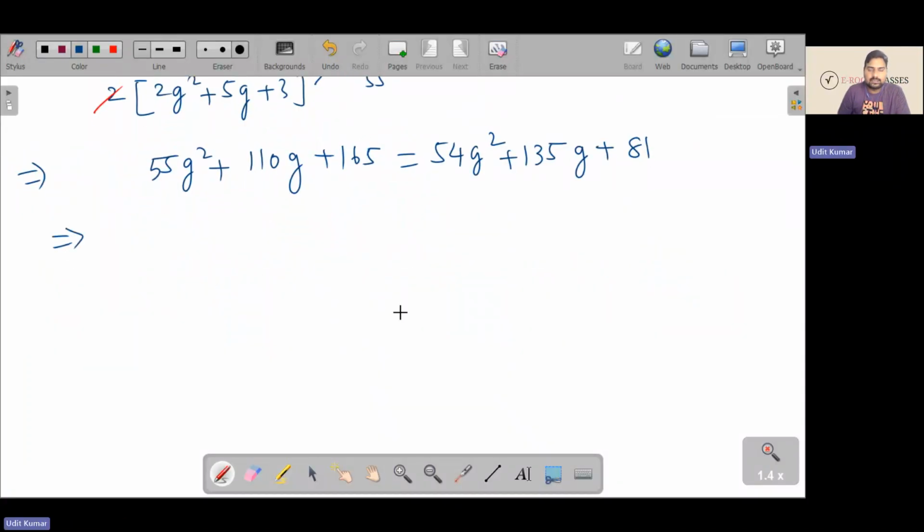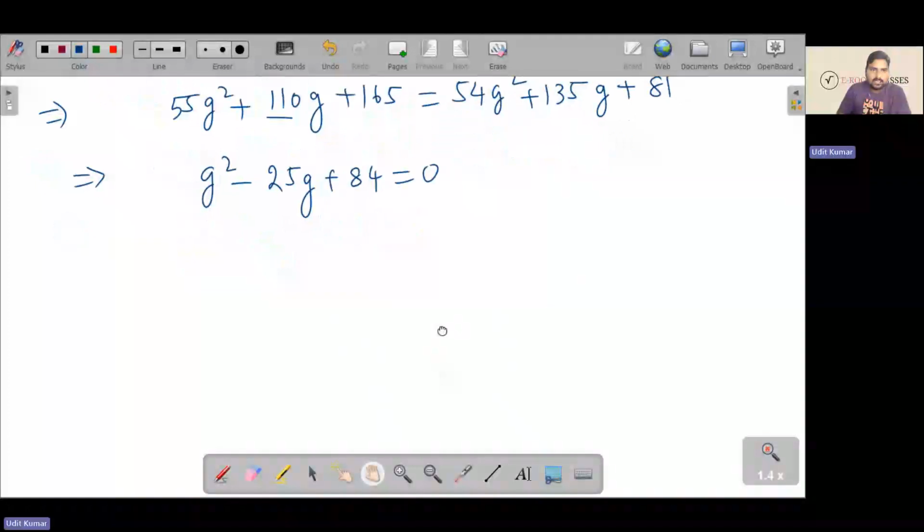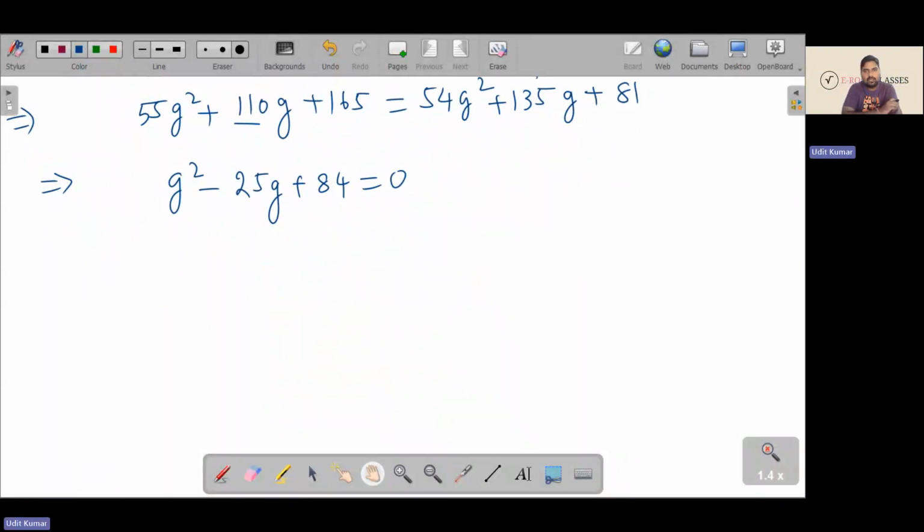Now, let's simplify this one. So 55g squared on this side, if I transfer 54g squared to the left-hand side, I will get g squared. Then 110g minus 135g, if I transfer this also to this side, I will get minus 25g. And 165 minus 81 will give me plus 84 equals 0. So now we have a quadratic equation.